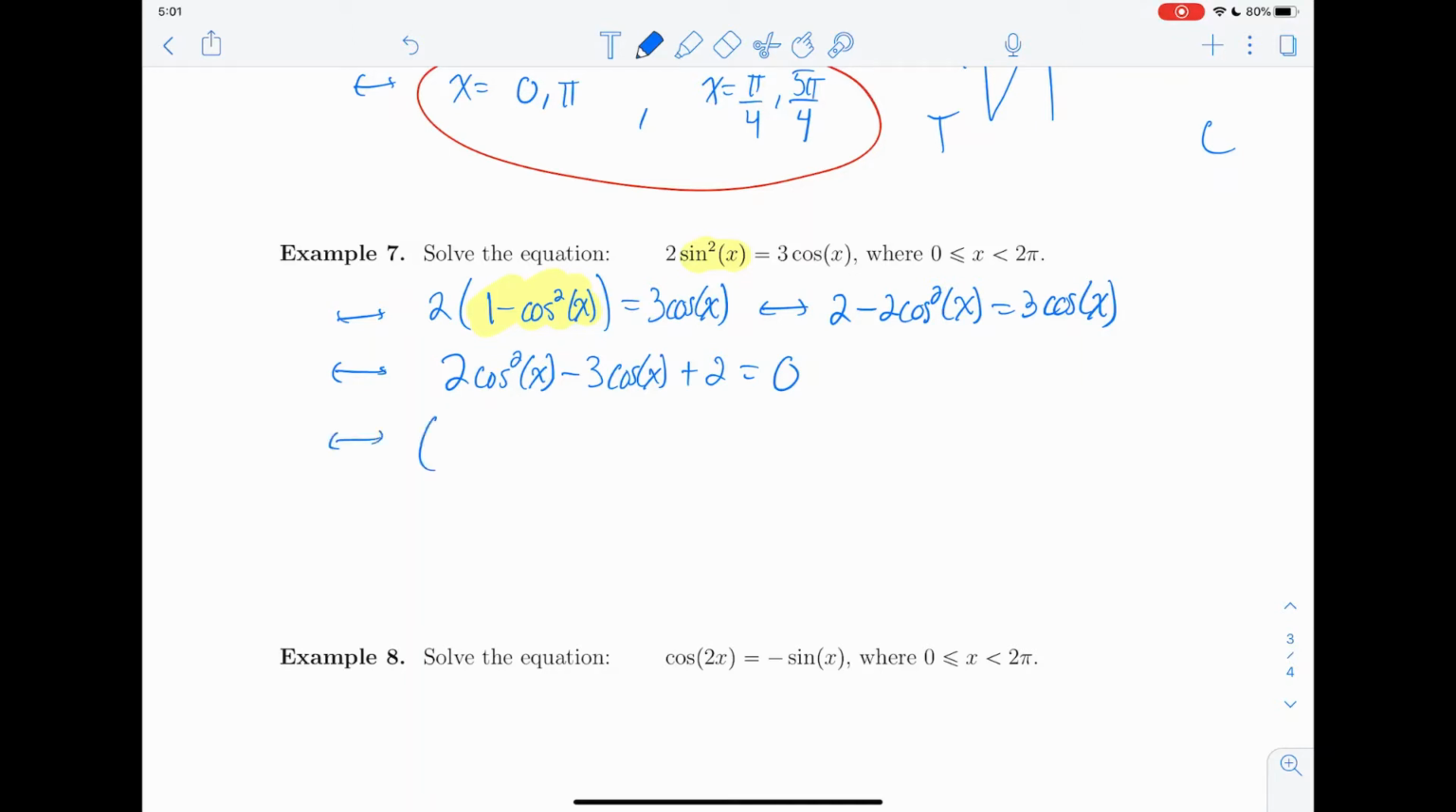Indeed, this will factor. It'll again factor into a pair of binomials where I'll have a 2 cosine of x and a cosine of x as the first terms of each of them, and then I just have to figure out what the constant terms are. And it turns out the right combination is minus 1 and plus 2. A quick foiling in your head will verify this fact.